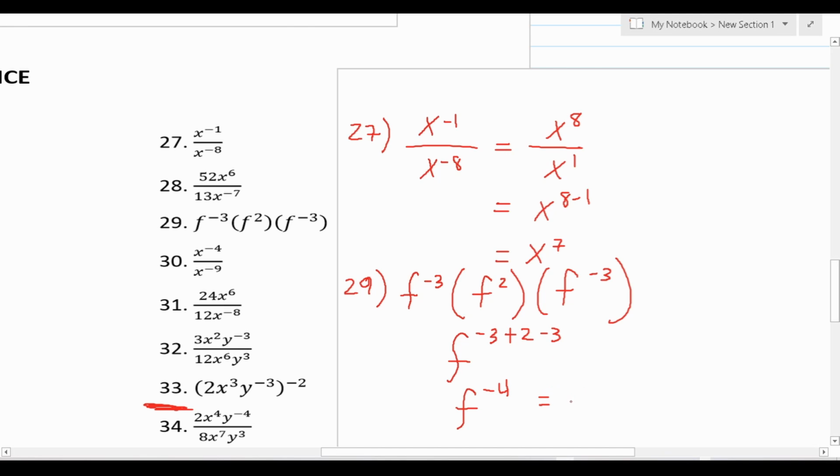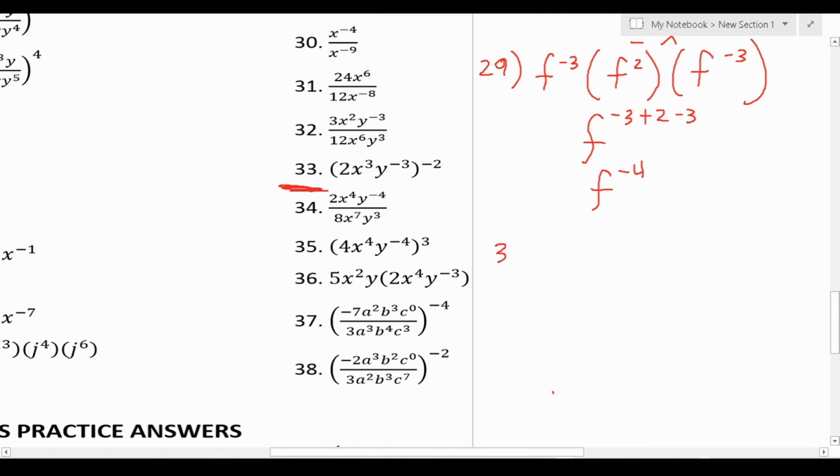As I keep mentioning, we can't leave negatives in the exponents, and in order to make them positive, we have to shift them across the fraction bar. So in this case, this is going to become 1 over f to the 4th. Okay, so that was that one. Let's do 31.